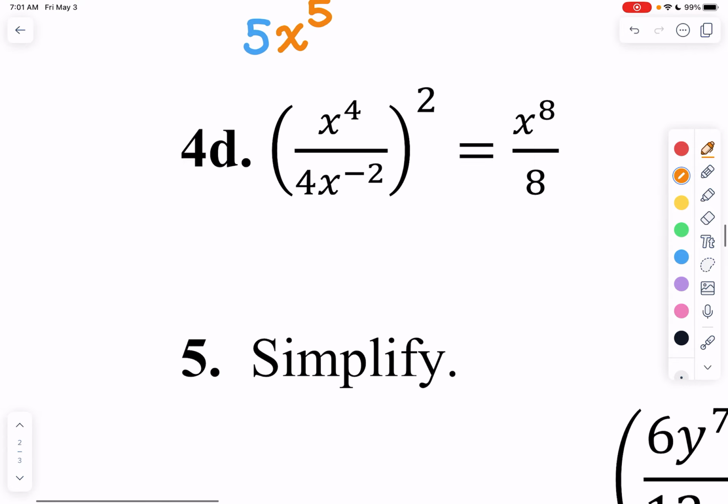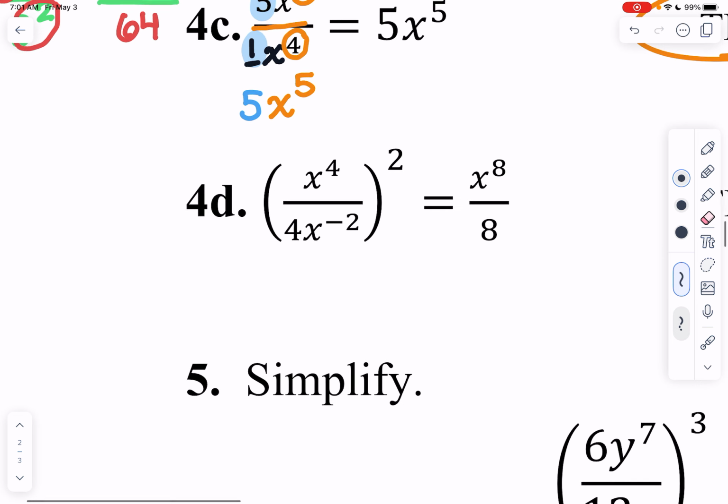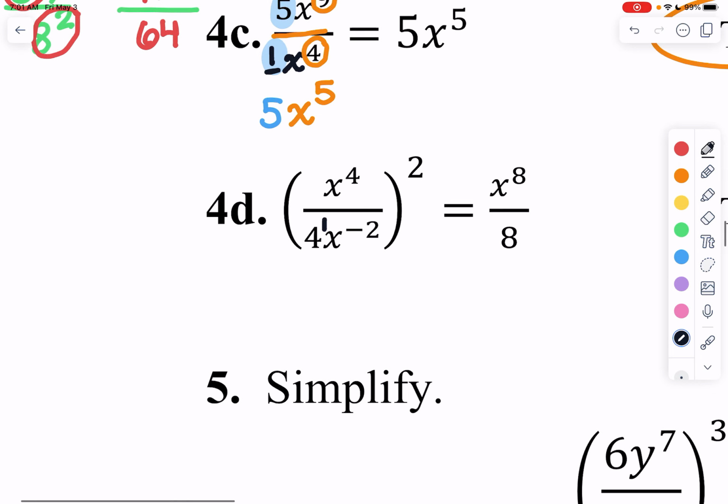All right, last one, 4D. So right off the bat, I want to distribute my exponent on the outside first. So I'm going to go ahead and put a 1 up here. I'm going to multiply all of my exponents on the inside by 2: 2 times 2 times 2 times 2.